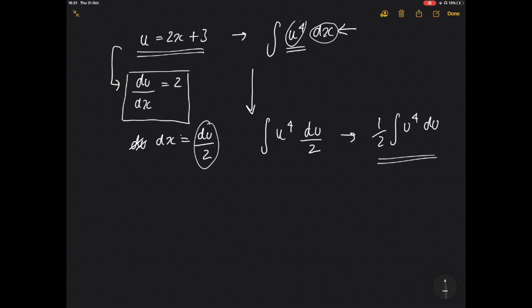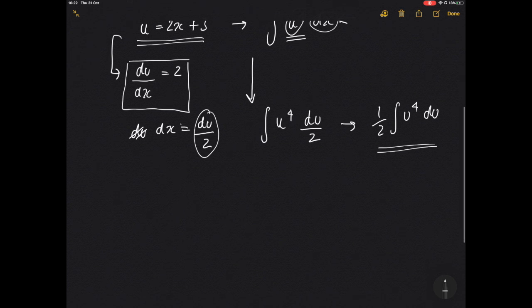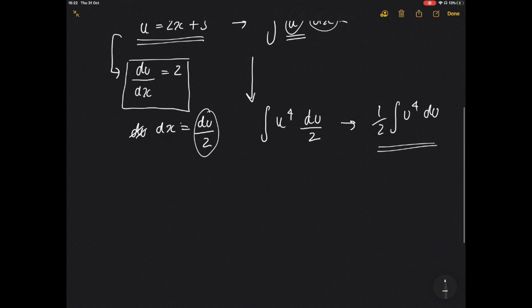We now have a means by which we can integrate this u to the power of 4. So we can integrate, with the half outside of the bracket, u to the 4 du. What this is: we add 1 to the power and divide by the new power. So that would be a half multiplied by u to the power of 5 divided by 5.